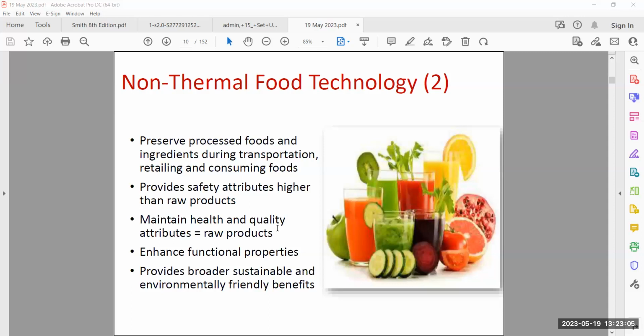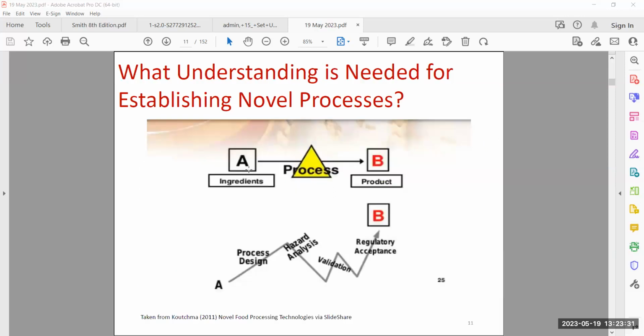Okay, so non-thermal technology also preserves processed food and ingredients during transportation, retailing, and consuming of food. It provides safety attributes that are higher than the raw product. And you can also maintain health and quality attributes equivalent to the raw product and enhance functional properties, and of course, provide broader, sustainable and environmentally friendly benefits.